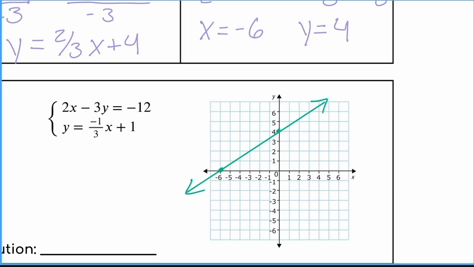All right, now let's go ahead and graph this other line. We are going to start at 1 on our y-axis and put a dot. And then my slope is -1/3. So I'm going to count down 1 and to the right 1, 2, 3. Down 1/3.